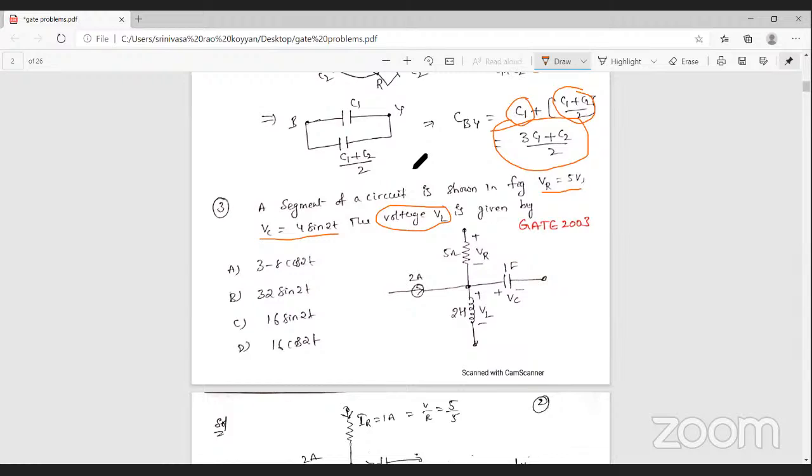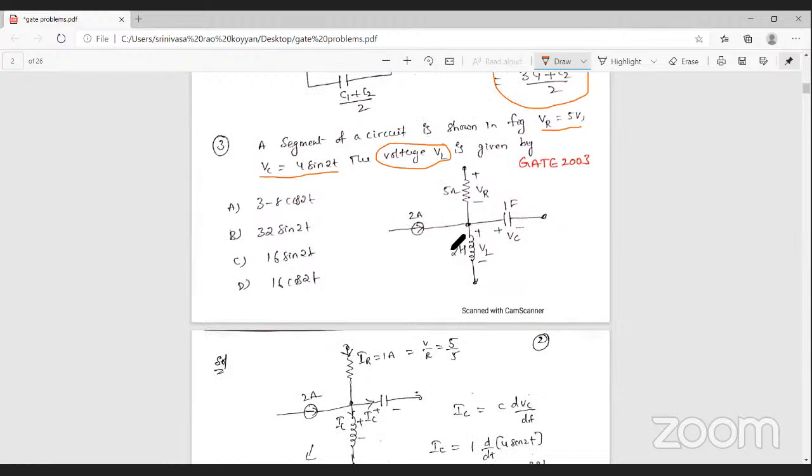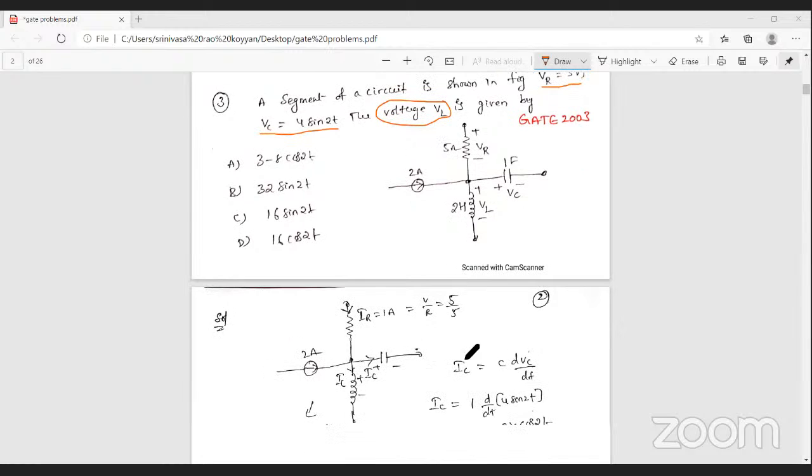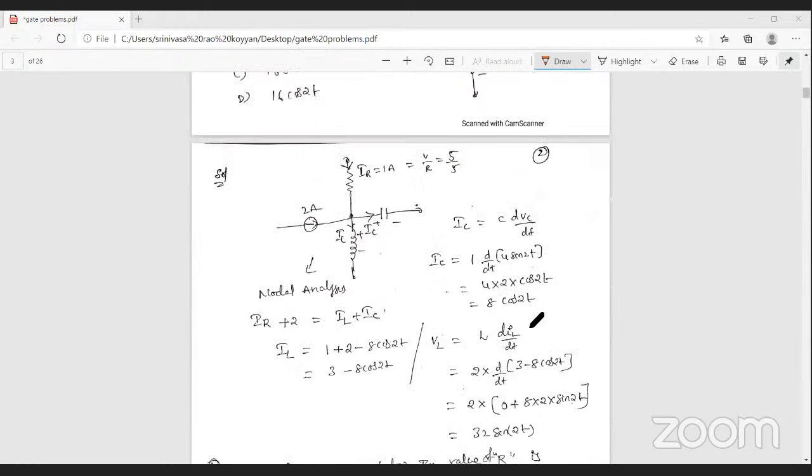So to find out the voltage across this inductor, that is VL. In general, what is the formula? VL is equal to L into di by dt. The L value is a known value, that is 2 Henry, but we do not know the value of the inductor current. So you can find out the inductor current, then you can substitute it here.